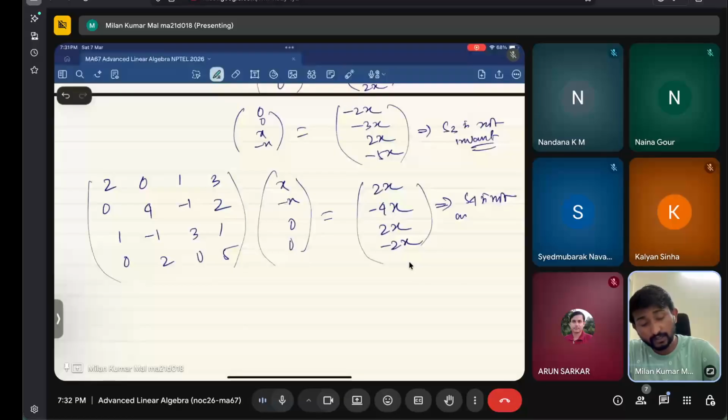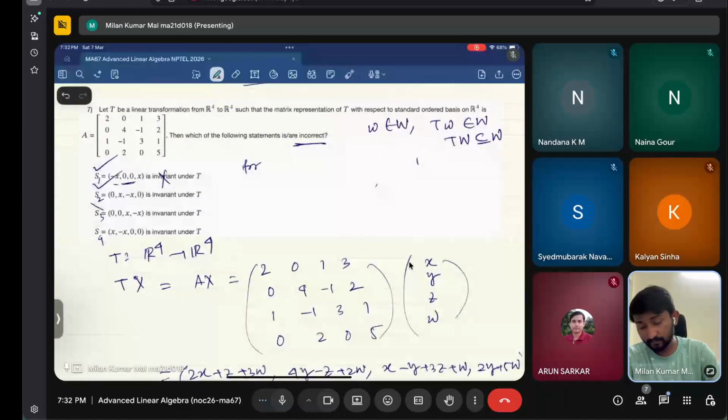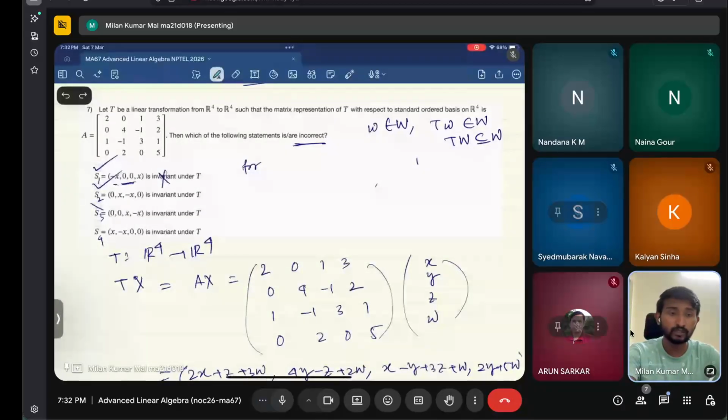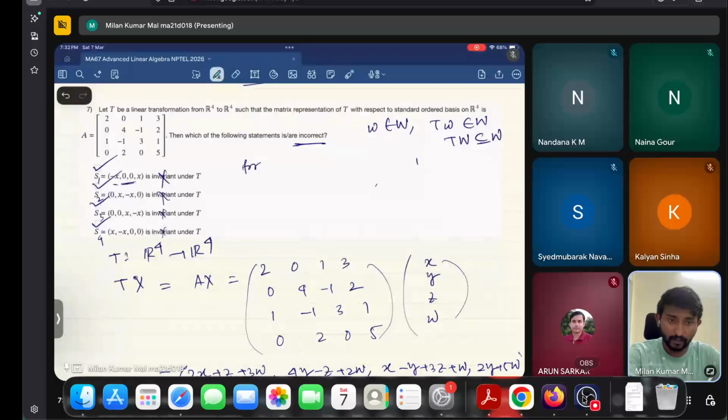Case 4 is not invariant under T. So that's why all the options are correct here, but none of the subspaces are actually invariant. Sorry, as an option they are correct, but they are not invariant. None of them are invariant basically. Okay, this invariance is not happening here.